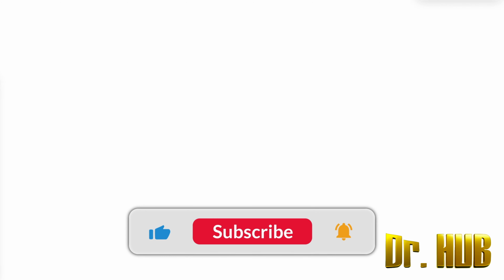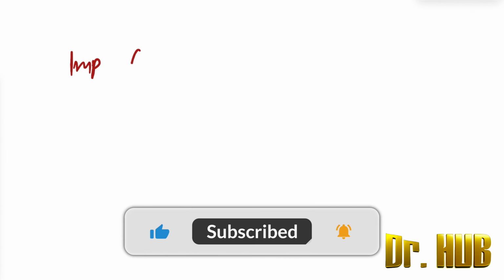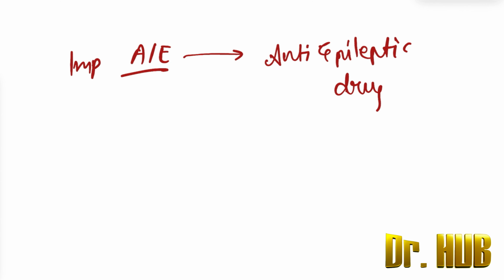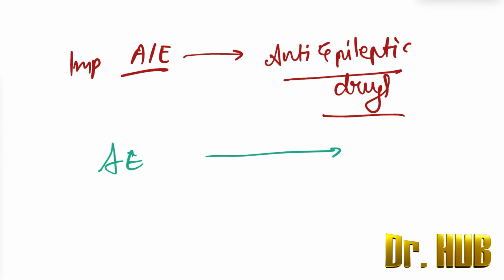Going to look at the important AE. AE stands for the adverse effects, and this is the adverse effects of the anti-epileptic drugs. Anti-epileptic drugs. So this is what we are going to read, and now we'll be discussing some anti-epileptic drugs and next the adverse effects. So to start off with the carbamazepine.